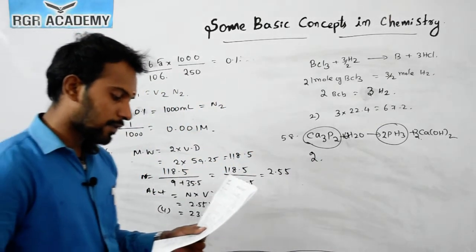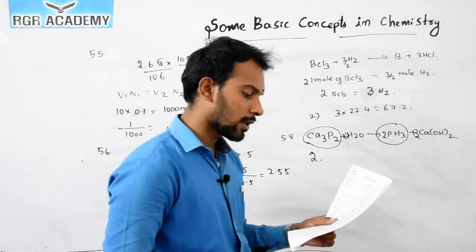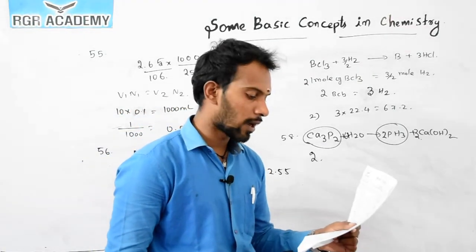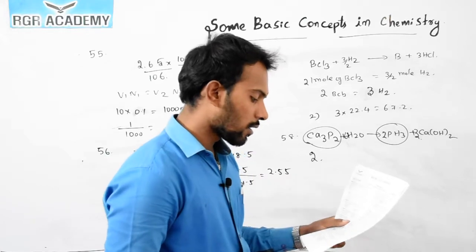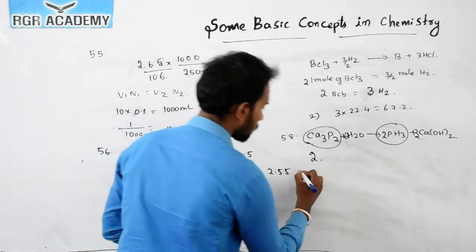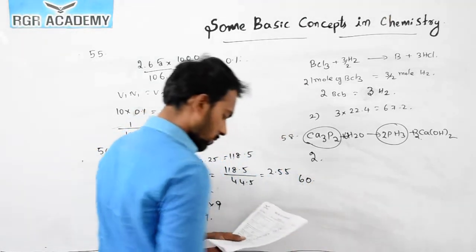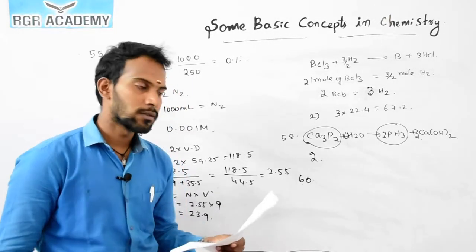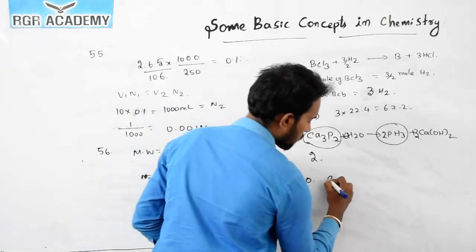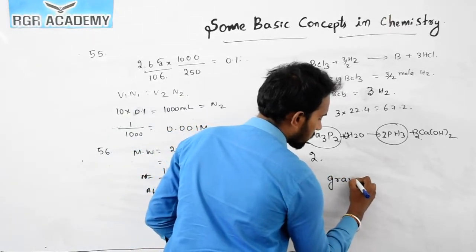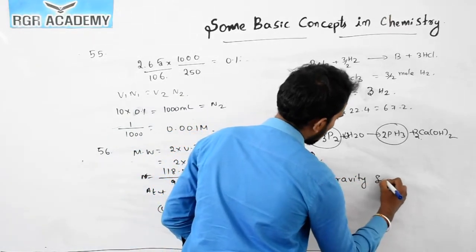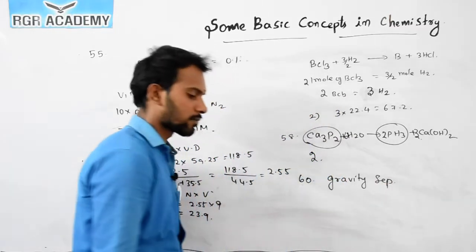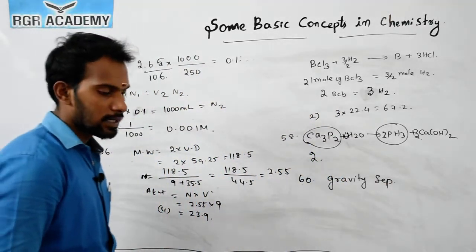Now the question number 59. This question we'll discuss at the end of the session. Now the question number 60. The difference in density implies the basis of... the different density means gravity separation.